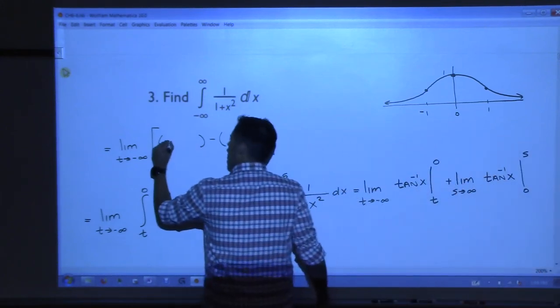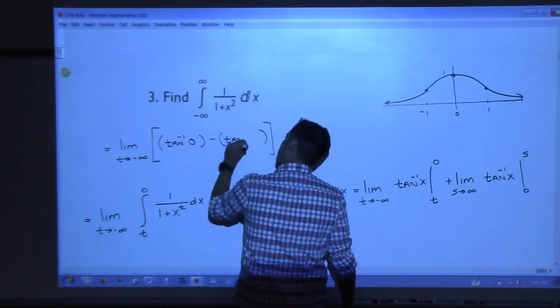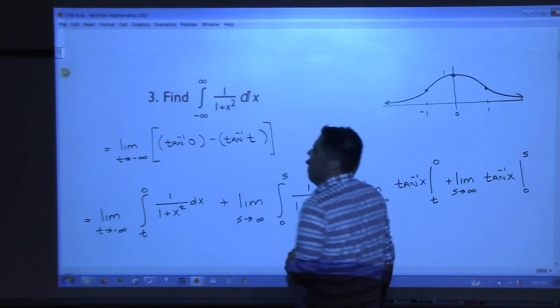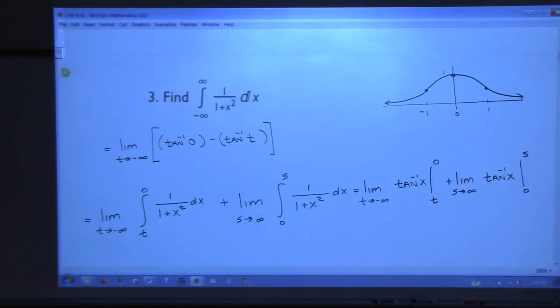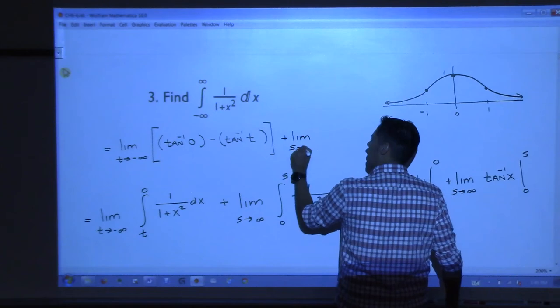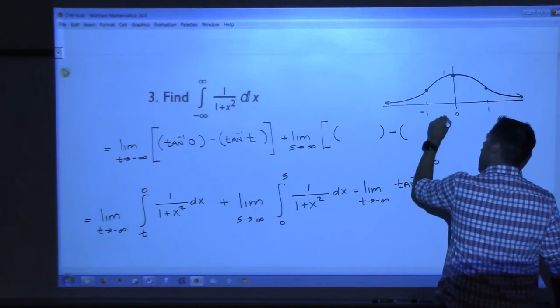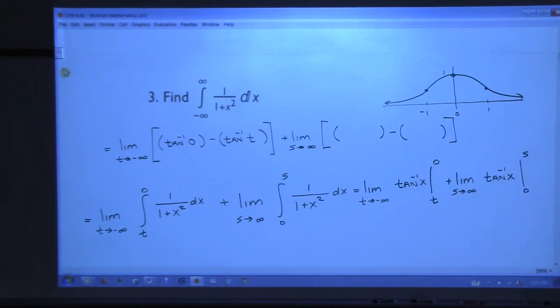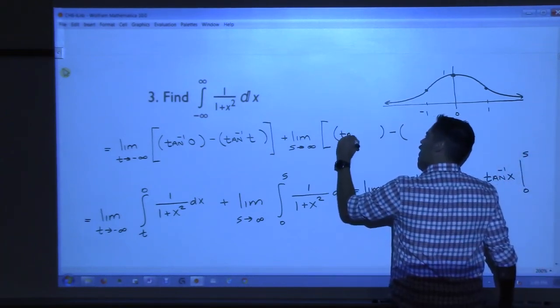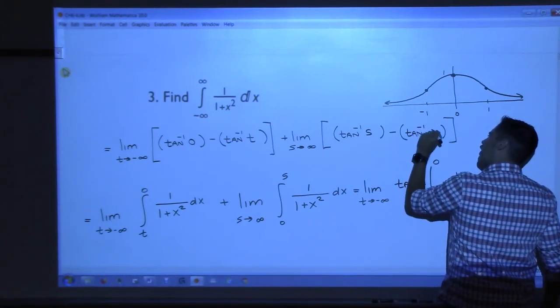So I'm going to have arctangent of 0, and then arctangent of t. What do I write next? Plus another limit, right? S goes to infinity this time. Bracket, parenthesis, minus parenthesis, bracket. Arctangent again, I go s and then I go 0. So arctangent of s, arctangent of 0.